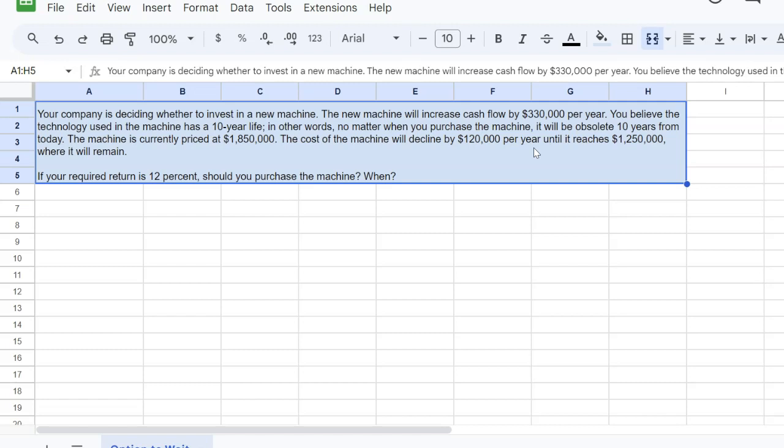It's kind of like investing in the latest iPhone. We know that in a few years the technology will be obsolete and it will be replaced by a new iPhone. On the other hand, the newest iPhone costs a whole lot, and so we're debating whether we want to delay the investment or not. Anyway, the cost of the machine will decline by $120,000 per year until it reaches $1.25 million. The question is, if your required rate of return is 12%, should you purchase the machine? And then, if so, when is the right time to make that investment?